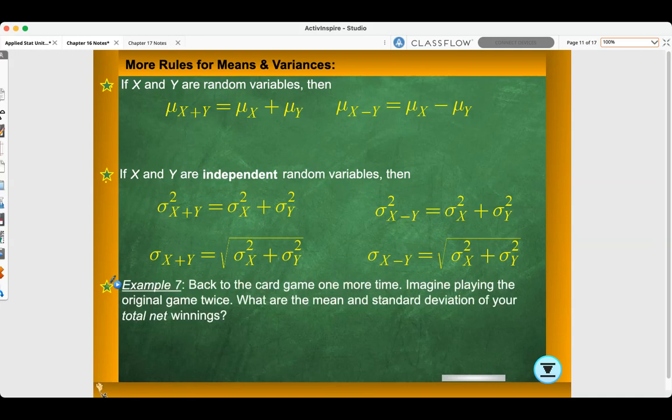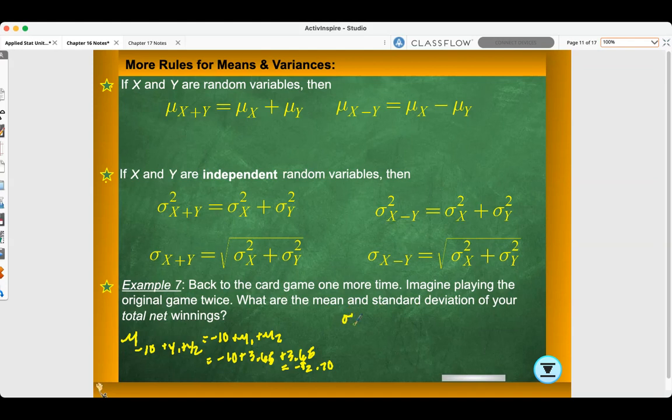So back to the card game one more time. Imagine playing the original game twice. What are the mean and standard deviation of your net win-ins? So our mean would be -10, because that's how much it cost to play, plus y1 plus y2, which would be -10 plus mu1 plus mu2, which equals -10 plus 3.65 plus 3.65, which would be -$2.70. So you'd be losing money if you played twice.